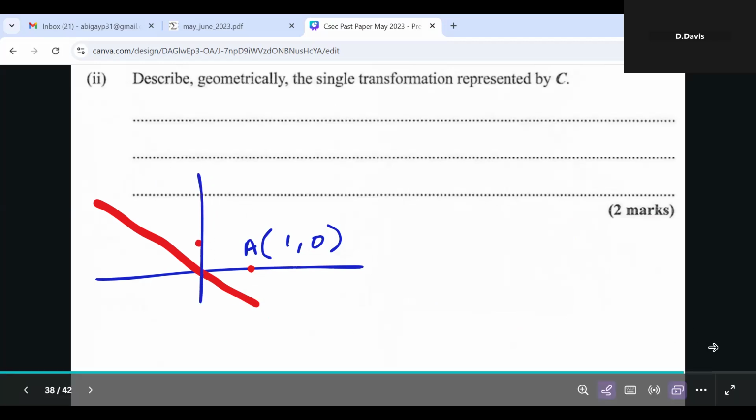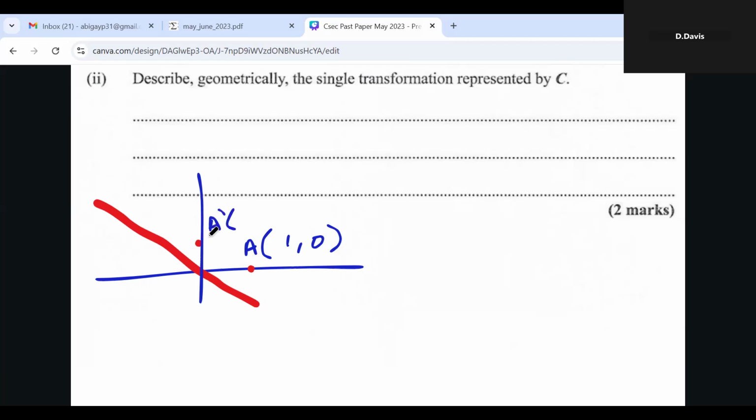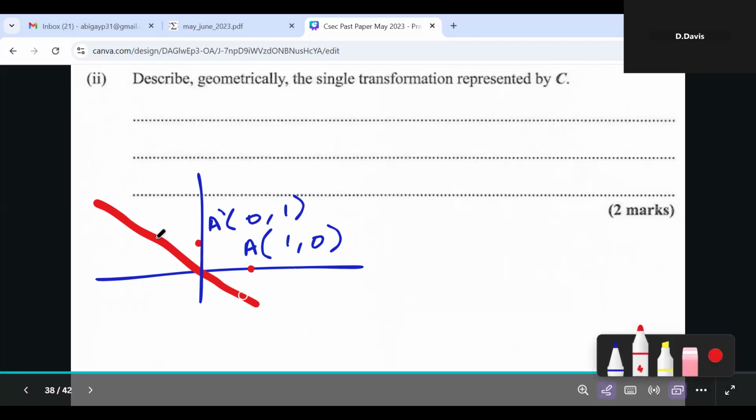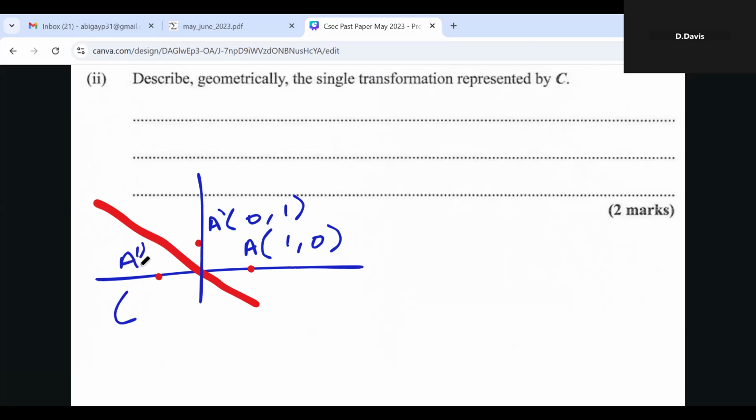Okay. That would be A prime, which represents 0, 1. And if it's supposed to reflect, it goes right here. It reflects at y equals negative x, and will go right here. And that would be A double prime, that will equal to negative 1, 0.